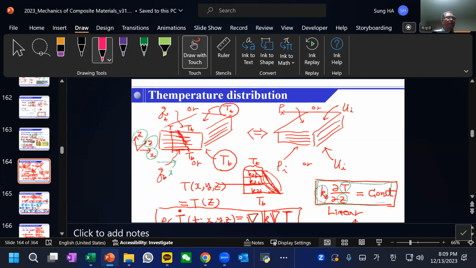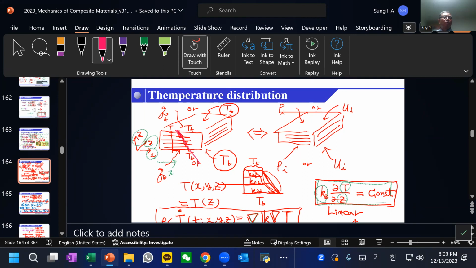temperature will vary linearly like that. Okay, it's very simple but very important to understand. Top and bottom, we have a temperature specified, and through the thickness, the temperature will vary linearly. Okay, this is a very important concept.